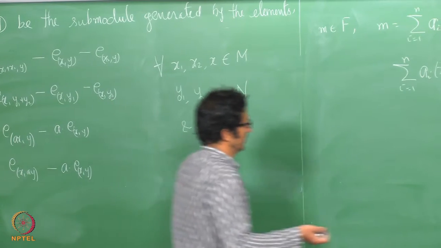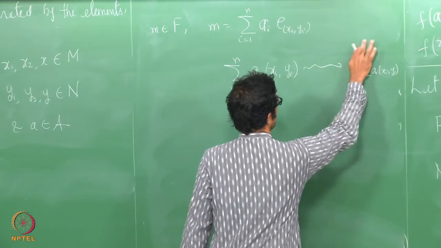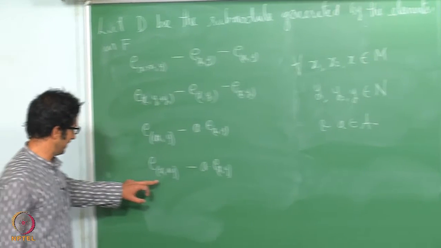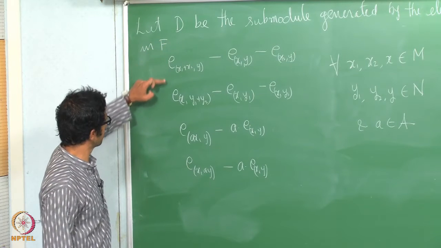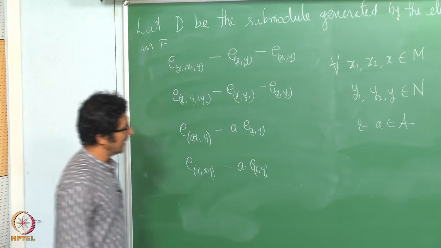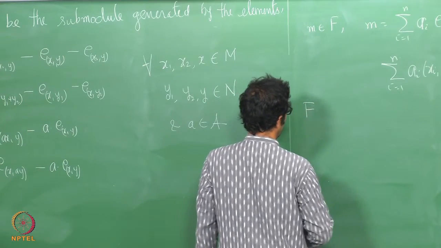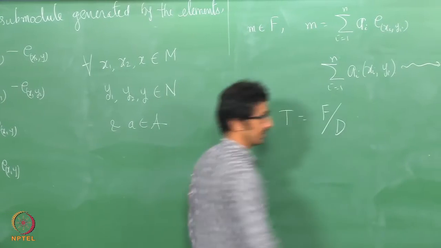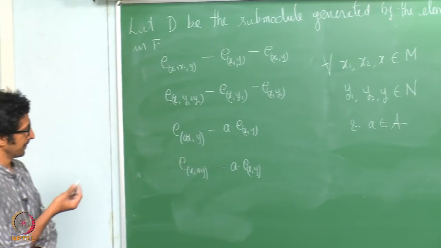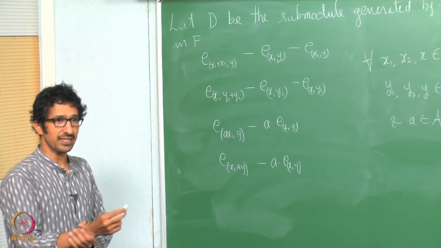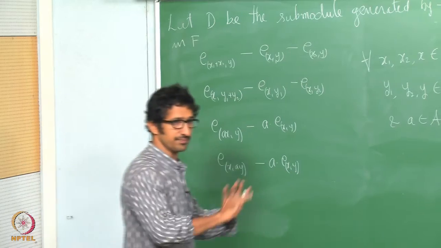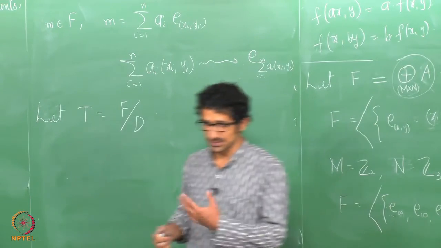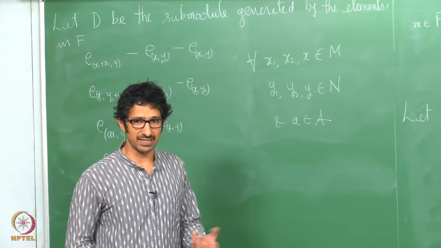So that difference you should keep in mind. Now my D is all the elements of this form, and I take my module T to be F modulo D. This looks like a highly abstract, horrendous set of elements, or module, but it is not so. Once we use this, we can easily see.